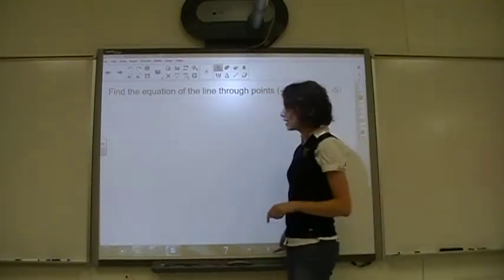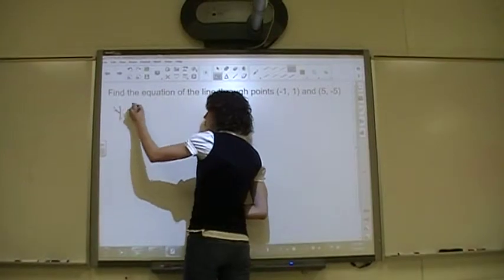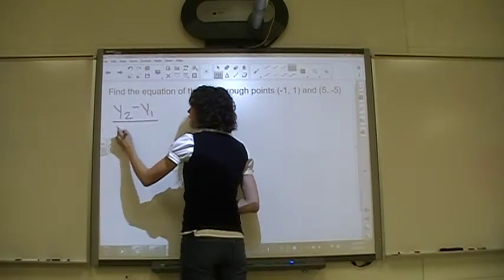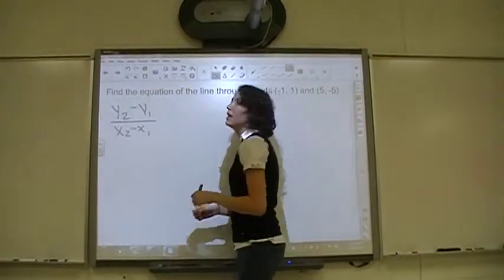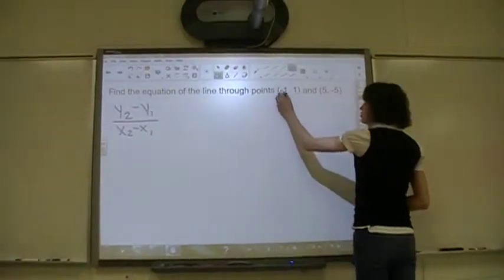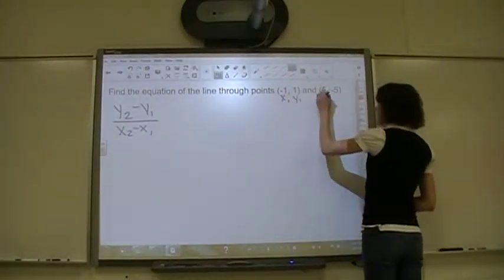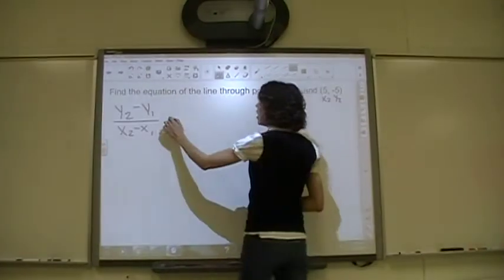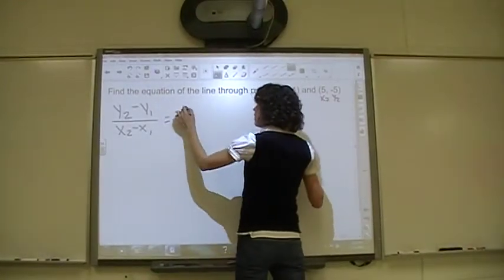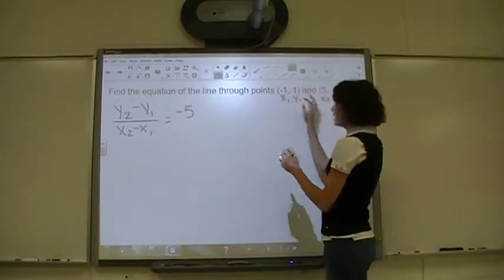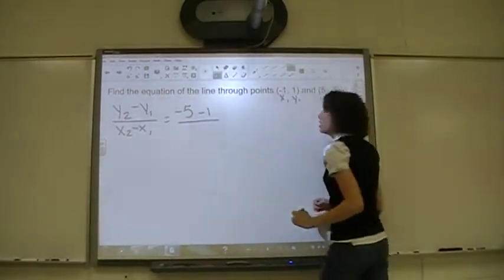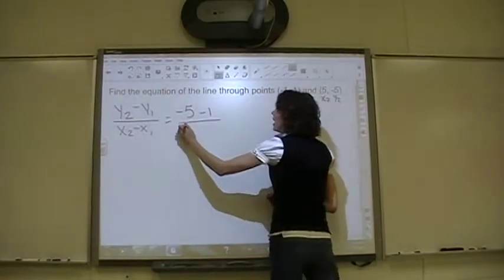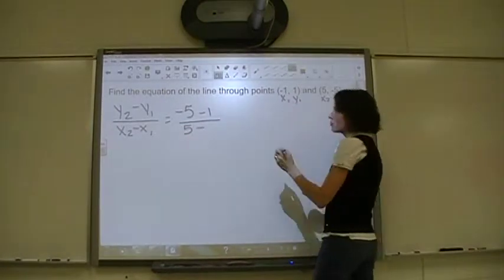Just to refresh your memory, it's going to be y sub 2 minus y sub 1 over x sub 2 minus x sub 1. So that's to find your slope, where you label your points x1, y1, x sub 2, y sub 2. So let's go ahead and find our slope. Our y sub 2 is -5. So -5 minus our y sub 1, which is 1, all over x sub 2, which is 5, minus our x sub 1, which is -1.